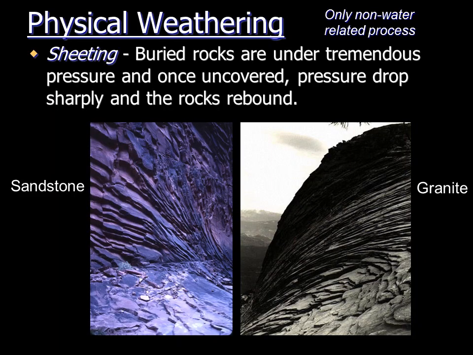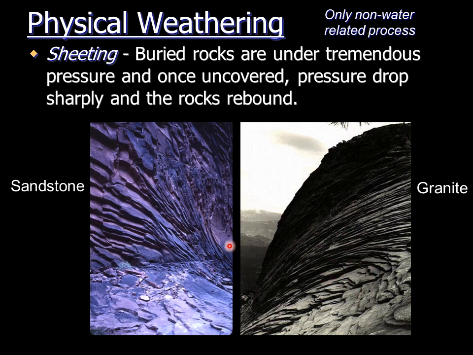Okay, sheeting. Sheeting is where buried rocks are under tremendous pressure, and once uncovered, pressure drops sharply and the rocks rebound. So what I mean is this rock was deep underground, but as it comes up to the surface, so much pressure got removed that the rocks kind of go boo. They bow upward and break into a series of sheets. And these sheets, the fractures are parallel to the surface of the ground because that's where the pressure was released as the rocks kind of bow upward.